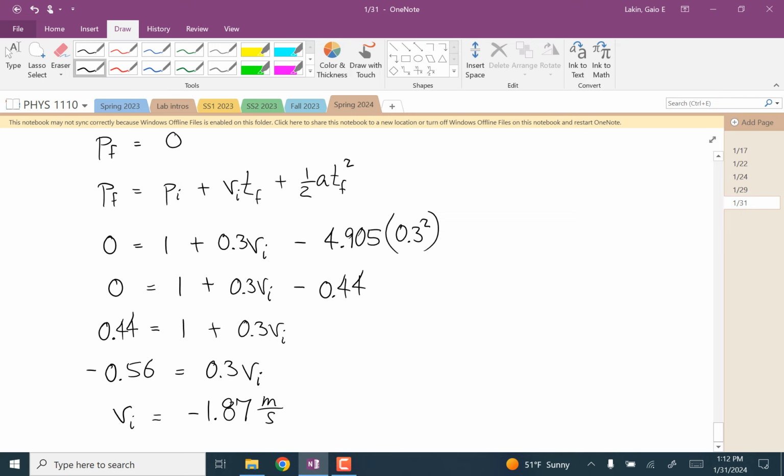And does it make sense that that initial velocity is negative? Yeah, because it's being launched down, which is our negative. Any questions about that?